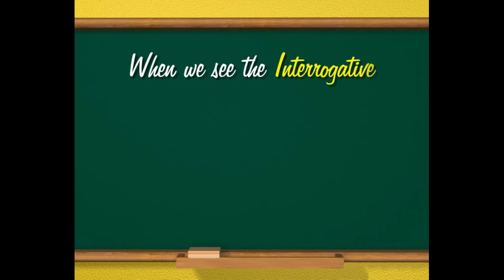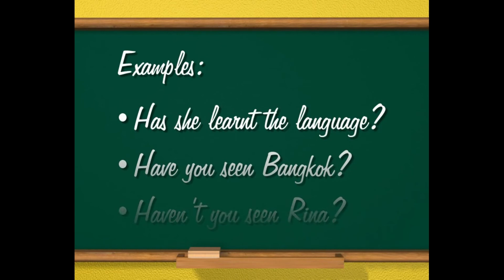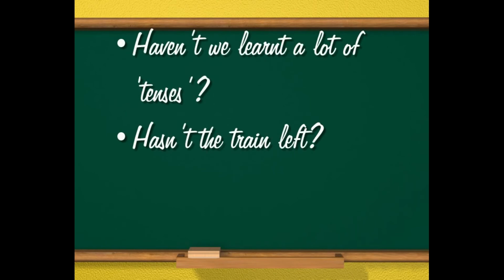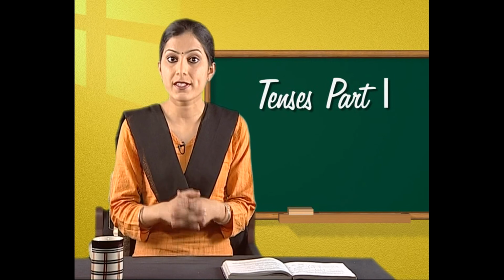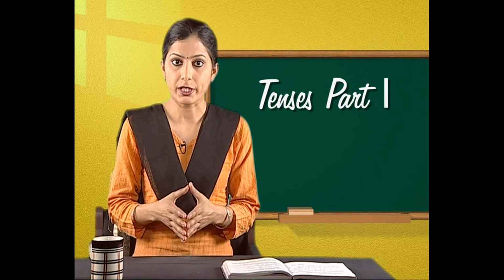When we see the interrogative form, the rule is has or have plus subject plus main verb 3 plus object. Has she learnt the language? Have you seen Bangkok? Haven't you seen Reena? Haven't we learnt a lot of tenses? Hasn't the train left?